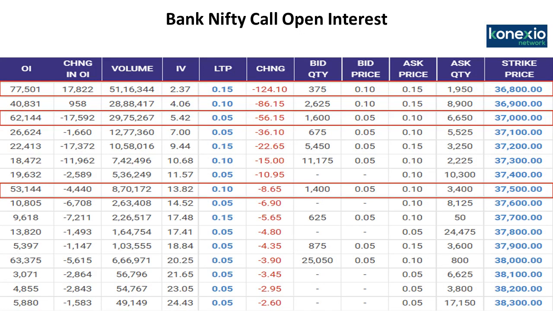Now let us discuss what we have observed in Bank Nifty calls and puts. In Bank Nifty calls, you can clearly see there has been erosion in the premium. The change in open interest clearly indicates some sort of profit booking, because shedding in open interest and price erosion clearly indicate that there has been profit booking.